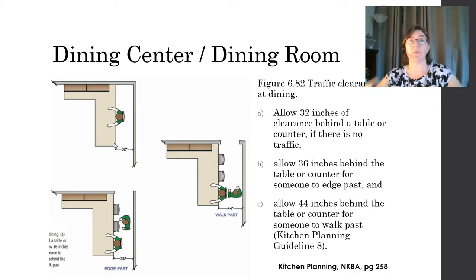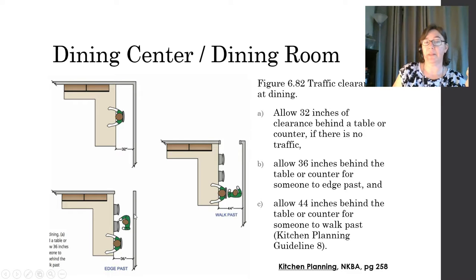and somebody is just going to come in and sit right there, or at least 36 inches if someone's going to edge past, right? It's not a main walkway, but they need to access some seats next to those people. And finally, a more full walkway might be 44 inches behind a counter or table, and that will allow someone full access to walk behind your dining area. So these are illustrated with countertops, but the same spaces apply for tables.